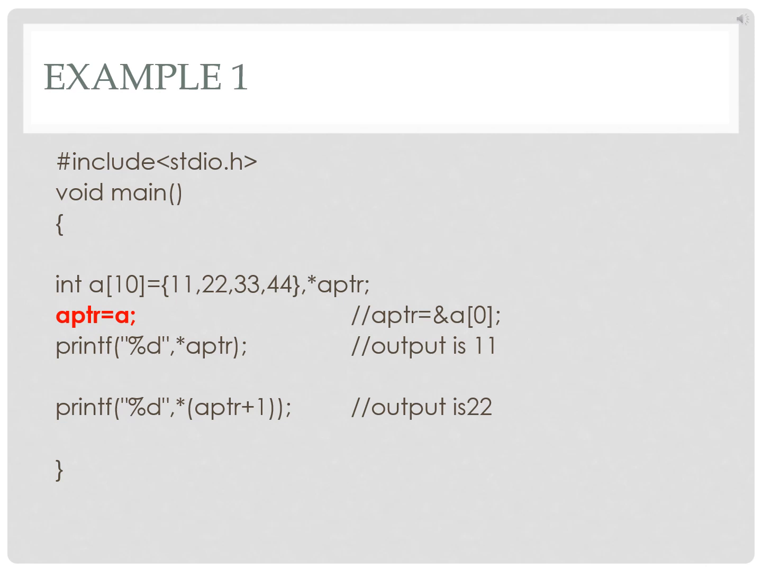So we'll see the first example. Here you have this array a[10] with 4 elements and a pointer aptr. You have assigned aptr = a. printf(*aptr). Now aptr is pointing to the first element, so *aptr will give you the value at the first address, that is 11. Now *(aptr+1) will be pointing to the second element, so the output would be 22. If you try to print aptr, it will simply print the address of the first location.